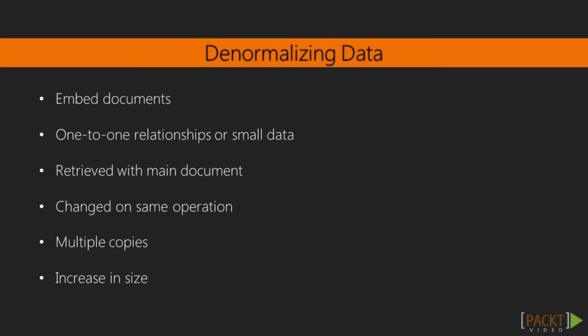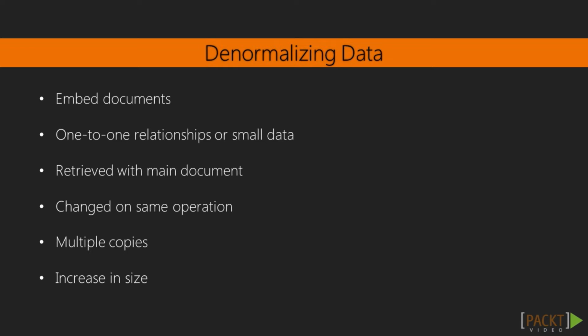Denormalizing data is when you embed documents inside a document. Most of the time, it is done for one-to-one relationships or when data is small and doesn't update very often. The advantage is that you get this data with your main document, so you don't need to make an extra lookup.